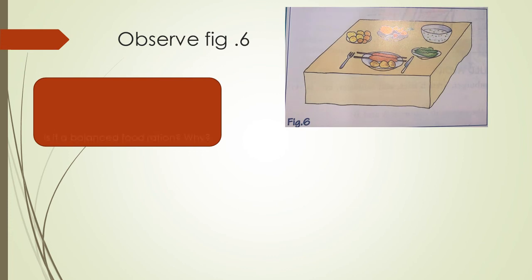Now I want you to observe figure 6 and to tell me is it a balanced food ration and why? In figure 6 we have cucumbers, we have meat, we have potato, we have yogurt. So is it a balanced food ration and why?